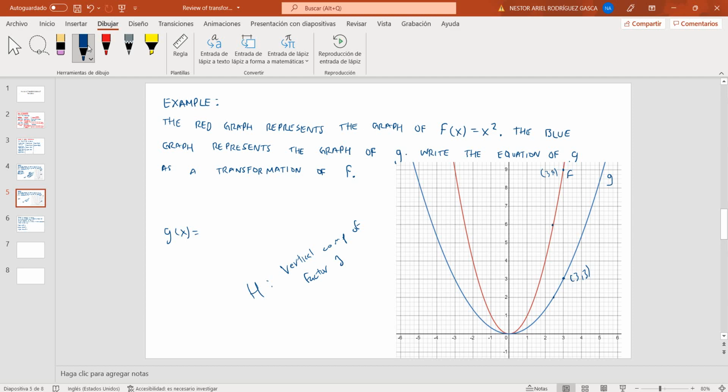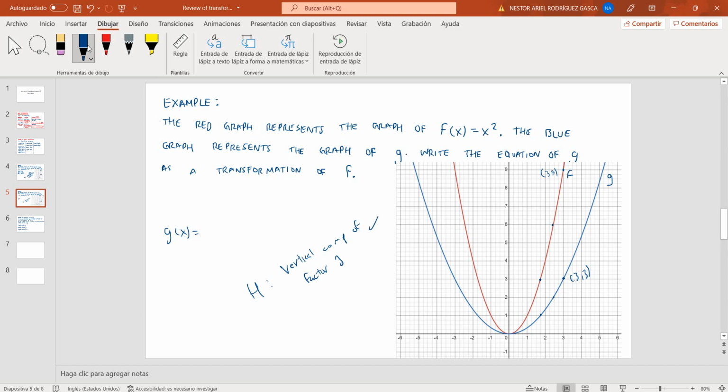Okay, and look at the number 3. This point right here, which has a y-coordinate of 3, if you go completely downwards vertically, it goes to 1. So yeah, the hypothesis was correct. g is nothing but a vertical compression of factor 3 of the function f.